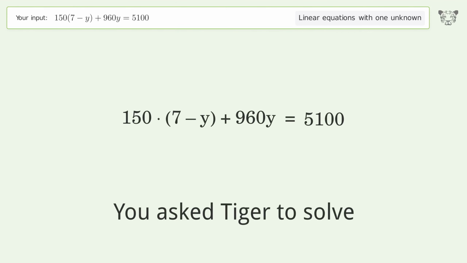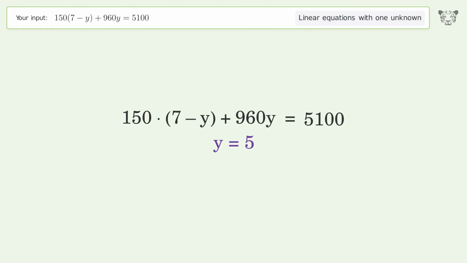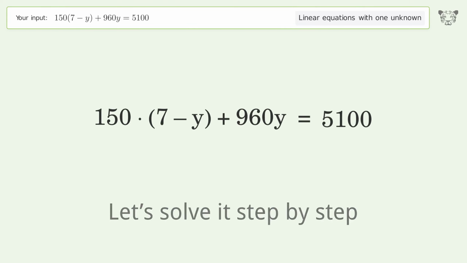You ask Tiger to solve this. This deals with linear equations with one unknown. The final result is y equals 5. Let's solve it step by step.